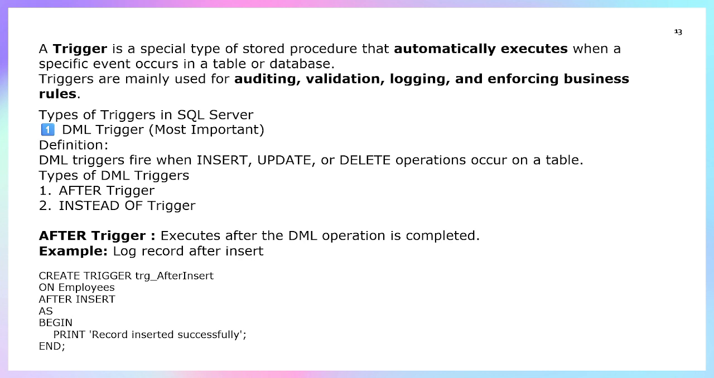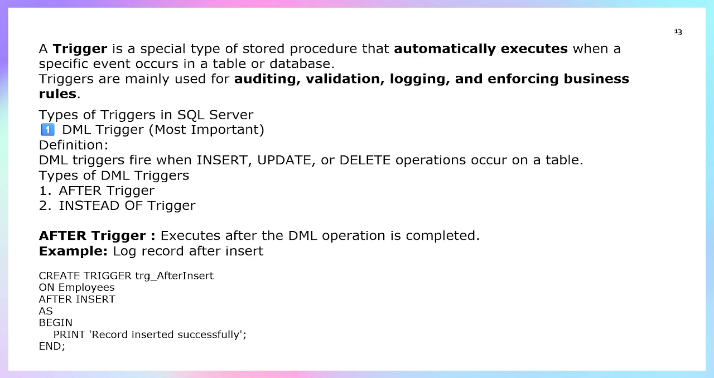So on the basis of different events, we have mainly three types of triggers. One is the DML trigger, the second is the DDL trigger, and the third is the logon trigger. What is a DML trigger? DML means data manipulation language. As I already explained in my previous video, data manipulation language is what we use to manipulate data. Manipulation means the insert, update, and delete operations we perform.